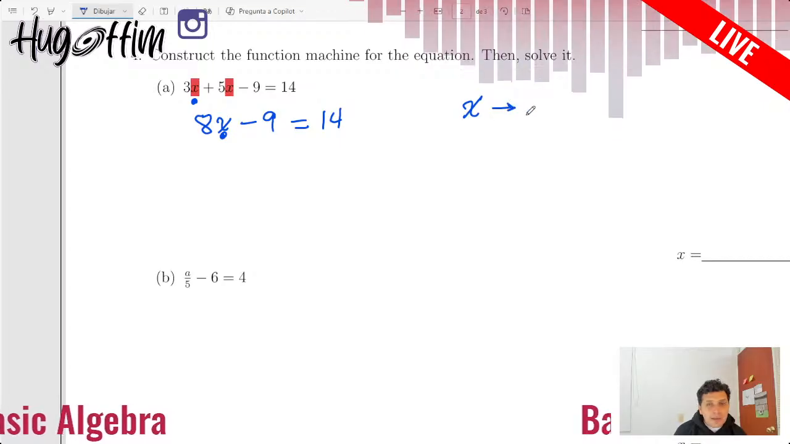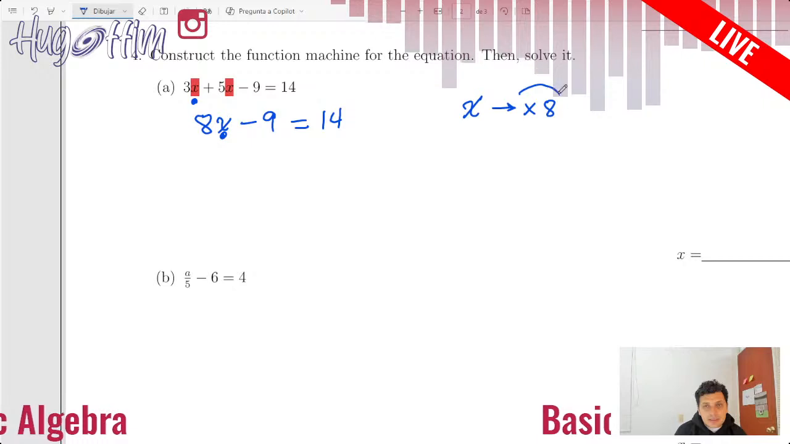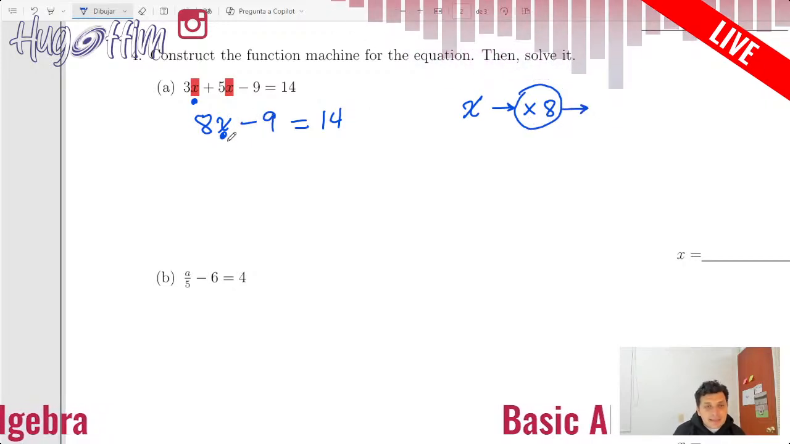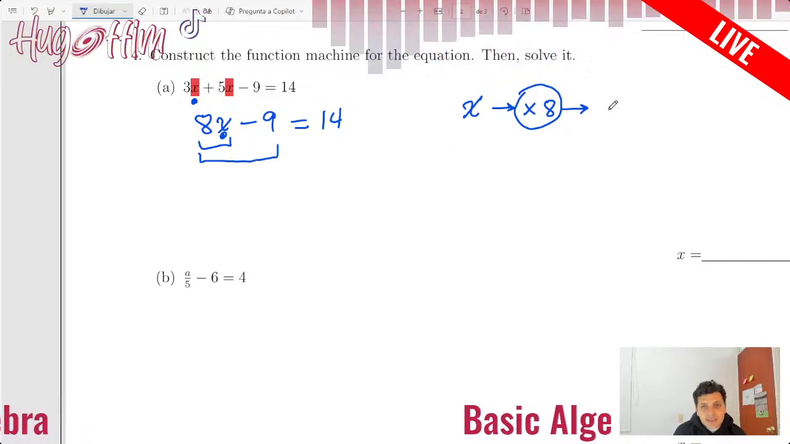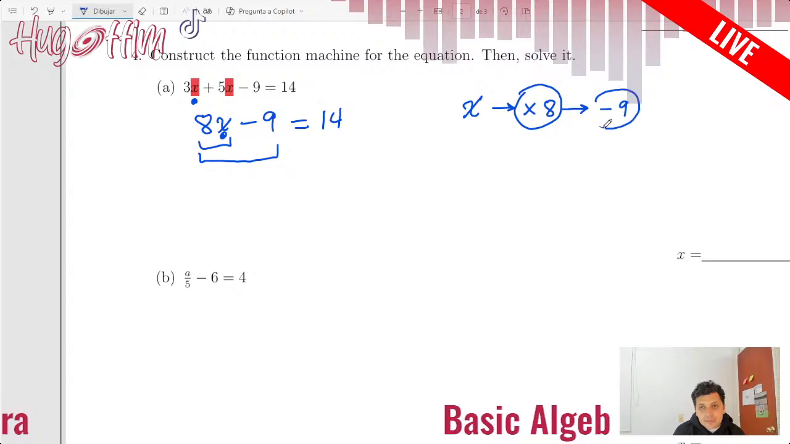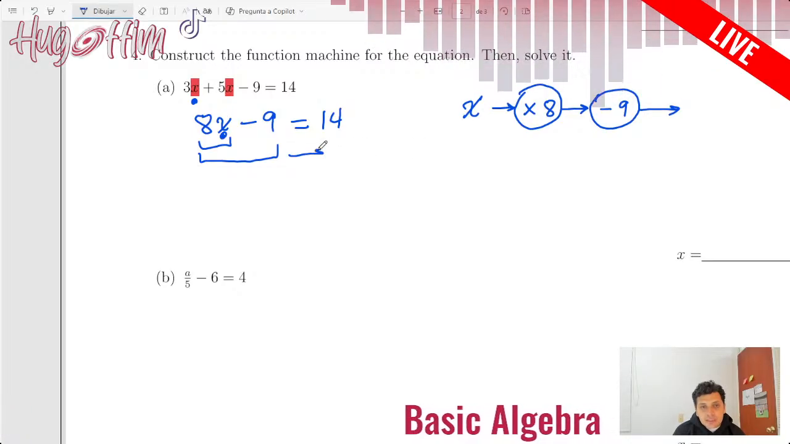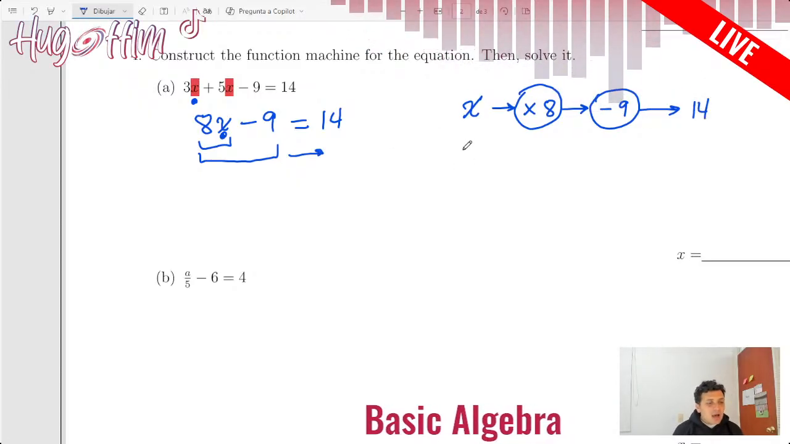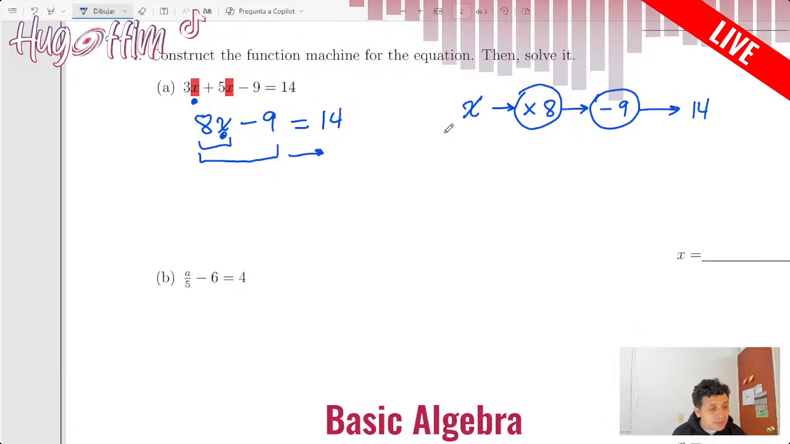And what I do to the input, I'm going to take x and multiply times 8. Then I'm going to take this expression, 8 times x, and subtract 9. And finally, I get the output. With this information, the output is 14. This is the idea of the function machine. Observe how I'm getting the operations of the function machine.